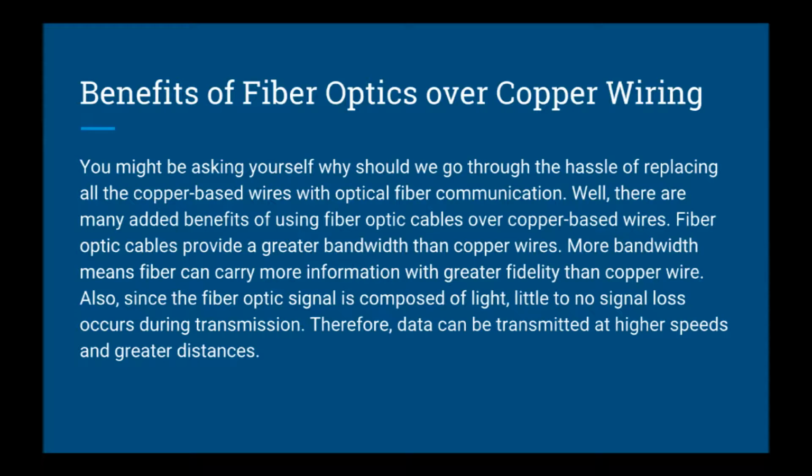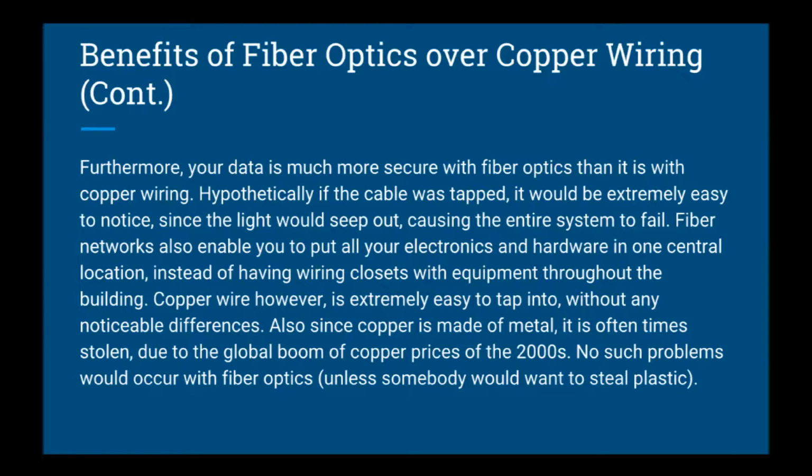Also, since the fiber optic signal is composed of light, little to no signal loss occurs during transmission. Therefore, data can be transmitted at higher speeds and greater distances. Furthermore, your data is much more secure with fiber optics than it is with copper wiring. Hypothetically, if the cable was tapped, it would be extremely easy to notice since the light would seep out, causing the entire system to fail.